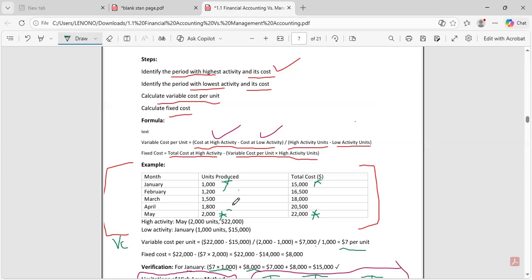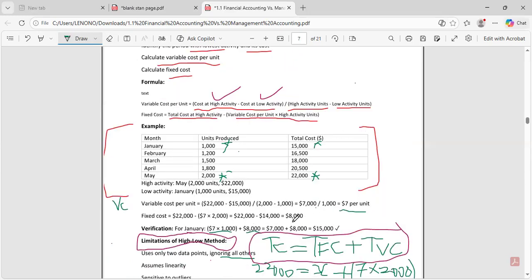Okay, so we are identifying the cost at high activity, which is 2,000 units, and the cost is 22,000. And of course, the lowest activity is 1,000, and the cost is 15,000. So getting the variable cost per unit, we subtract the cost at high minus cost at low, and divide by the difference between the units, 2,000 minus 1,000, which gives us $7 per unit as the variable cost per unit.